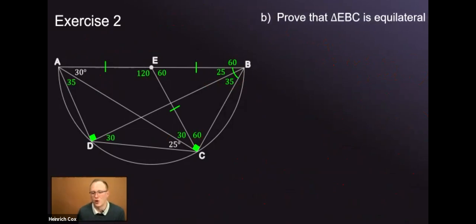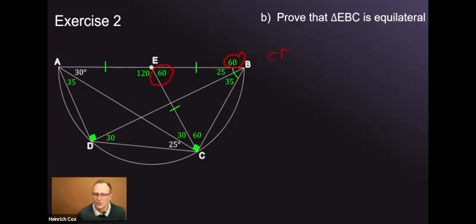Okay, and then we've got to go prove that triangle EBC is equilateral, right? Okay, right. So equilateral triangles, we know are those where all three of the angles are 60 degrees, or all three of the sides are equal in length, right? So in order to do that, we've got to show this. We know this is 60 degrees, that we've already shown, right? It would be very useful to show that that is 60 degrees. So we know it is, but we've got to give a reason, right?